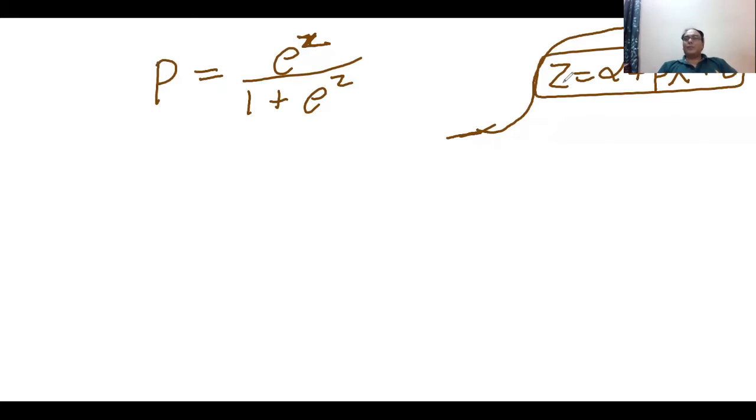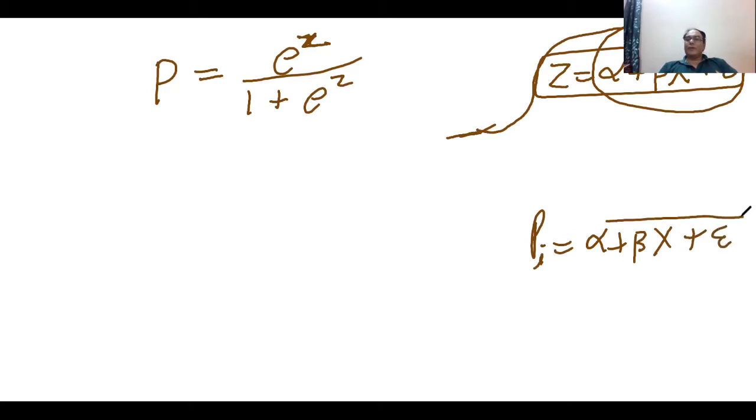I am assuming the left hand side of this equation as z. You know that in the linear probability model, we say that pi equals alpha plus beta into x plus e. So we call this part z, because error is the residual. So I assume that z is alpha plus beta into x. Now I am calculating the probability of this. What is P? P is the probability of an event.